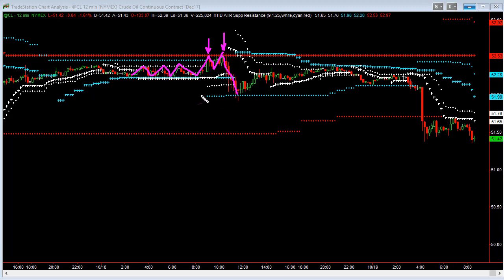My anticipation was it would either come to the blue dot or it would come down here to the red. Now the red did pull up towards price, but it did hit it, and I suspect it will come back to about 51.98. Now this is on crude.